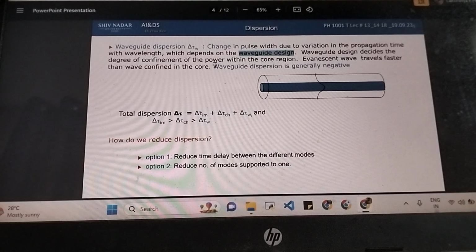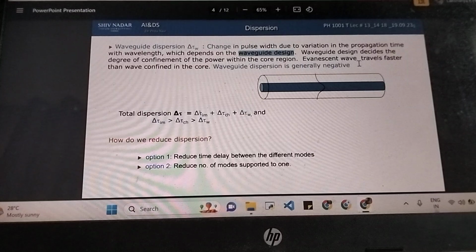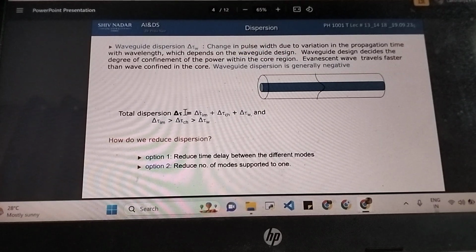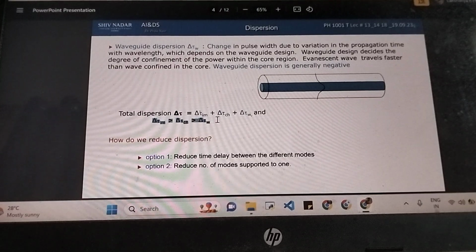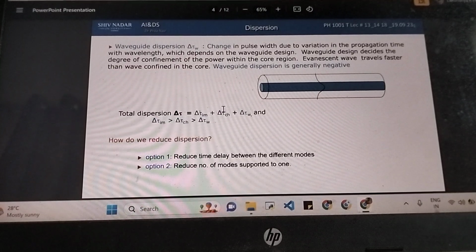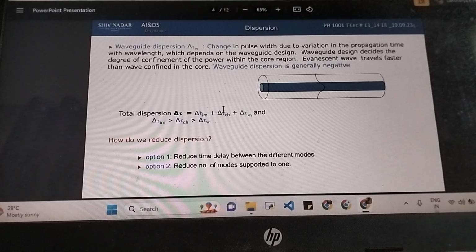This one is generally negative because we generally try to engineer a cable which does not allow for such dispersion to happen. So it is almost negligible, but it exists, and it depends on the shape and size of your fiber optic cable. So your total dispersion will be intermodal plus chromatic plus waveguide, and they will always be of the order intermodal maximum followed by chromatic followed by waveguide. So those are the three types of dispersion, how they work and the basics of it.